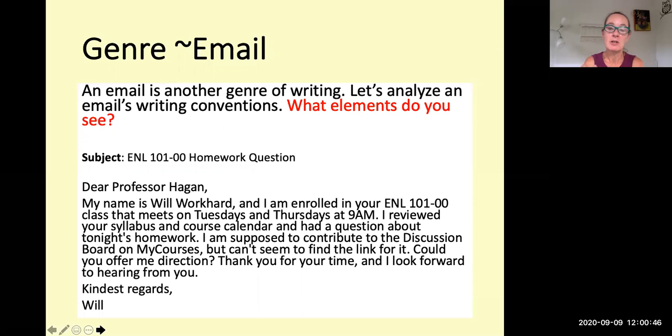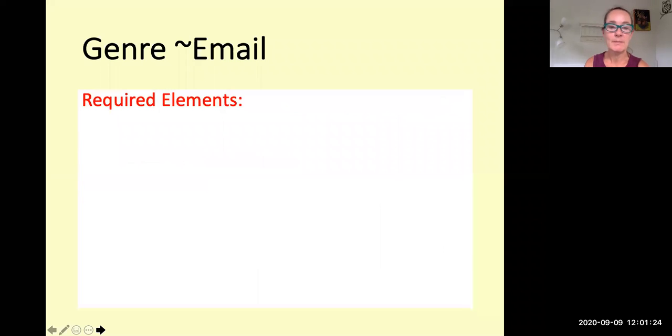An email is another genre of writing. Let's analyze an email's writing conventions. What elements do you see? Subject: English 101-00 homework question. Dear Professor Hagen, my name is Will Workhard and I am enrolled in your English 101-00 class that meets on Tuesdays and Thursdays at 9 a.m. I reviewed your syllabus and course calendar and had a question about tonight's homework. I am supposed to contribute to the discussion board on my courses, but I can't seem to find the link for it. Could you offer me direction? Thank you for your time, and I look forward to hearing from you. Kindest regards, Will. So what are the required elements that you notice there?